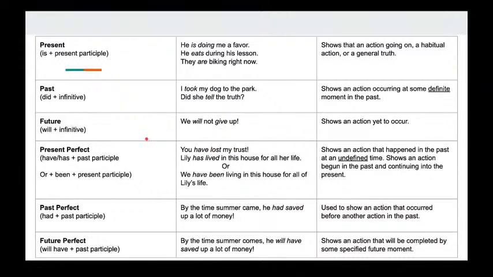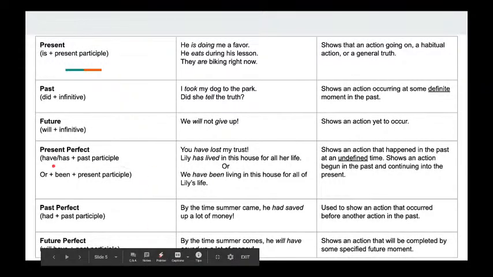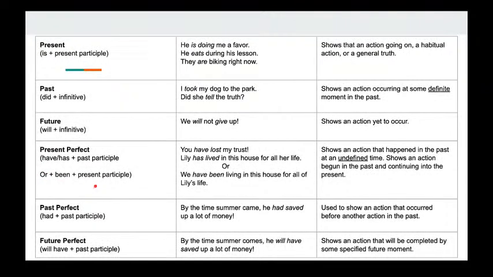Next, we have the present perfect. I go into more detail about these last 3 specifically, but it's formed with has plus past participle, or been plus the present participle. Some example sentences would be, you have lost my trust. Lily has lived in this house for all her life, or we have been living in this house for all of Lily's life. The present perfect shows an action that happened in the past at an undefined time. It also shows an action begun in the past and continuing into the present.